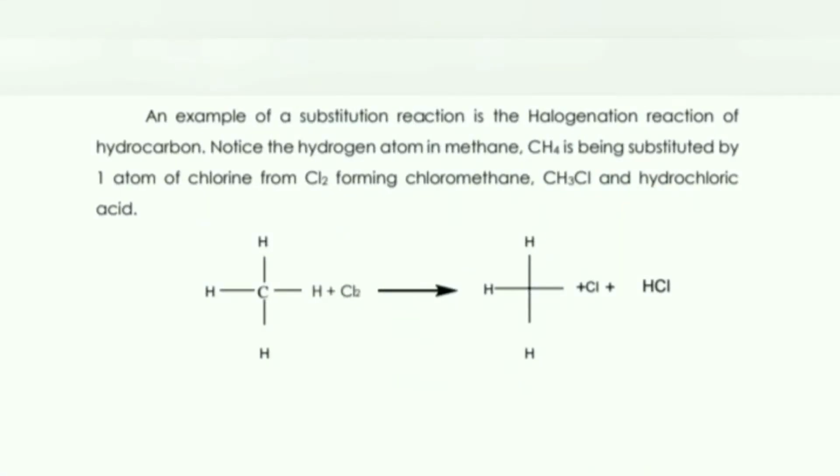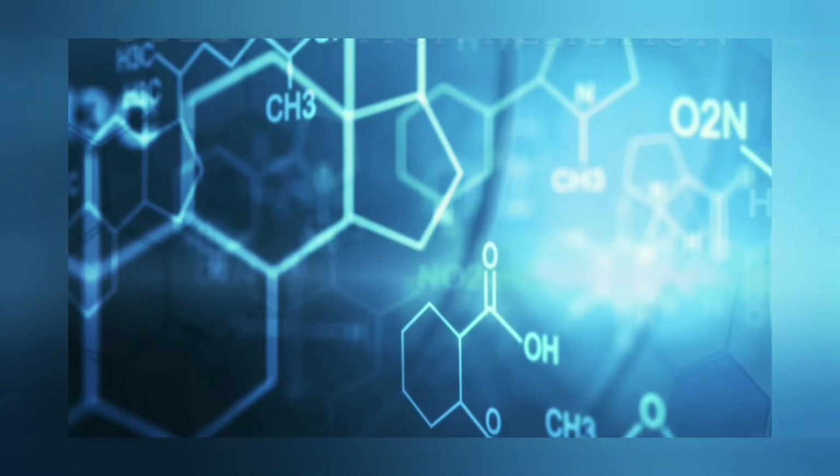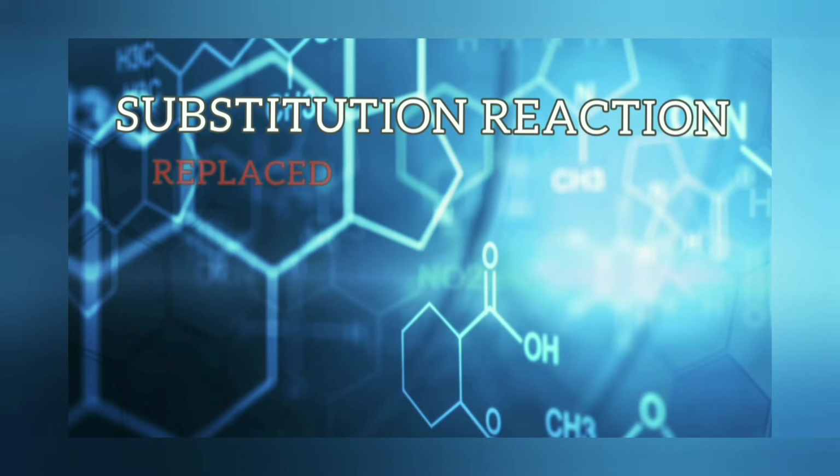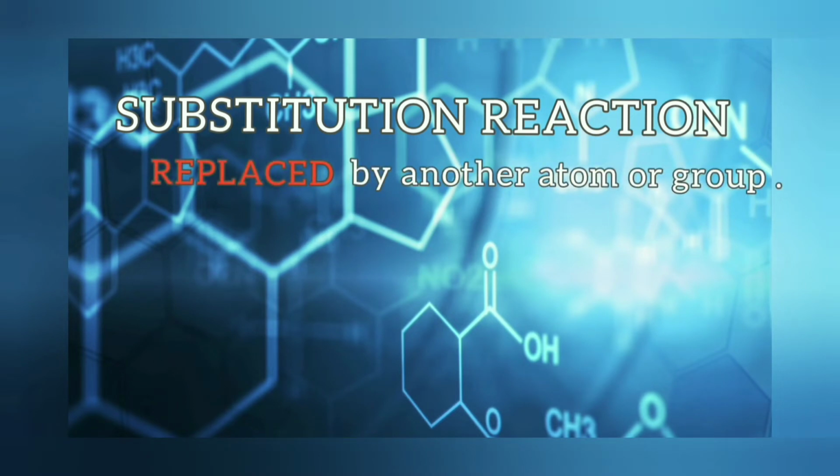Another example of substitution reaction is the halogenation reaction of a hydrocarbon. Notice the hydrogen atom in methane, CH4, is being substituted by one atom of chlorine from Cl2, forming chloromethane, CH3Cl, and hydrochloric acid. Please note that a substitution reaction is a reaction in which an atom or group on the molecule is replaced by another atom or group.